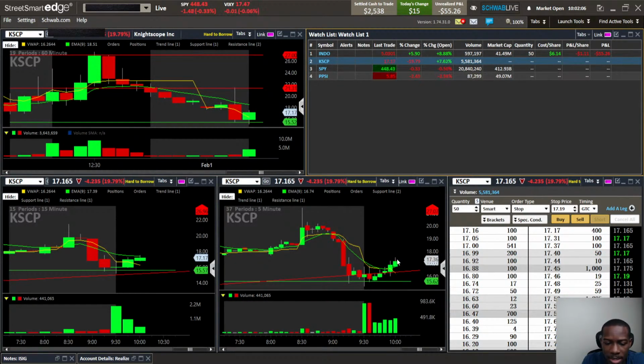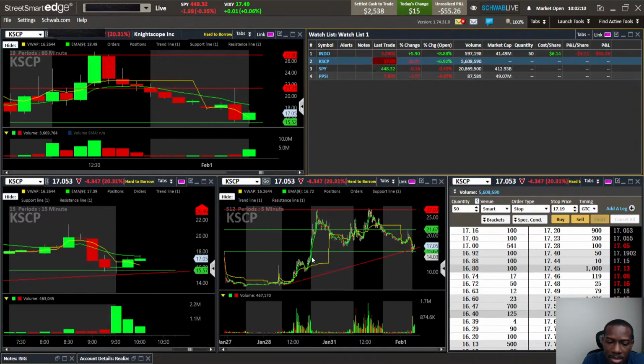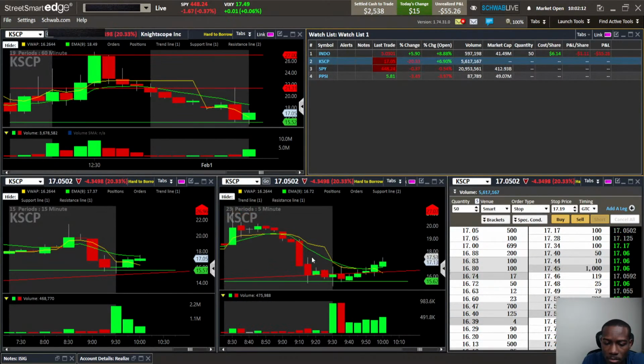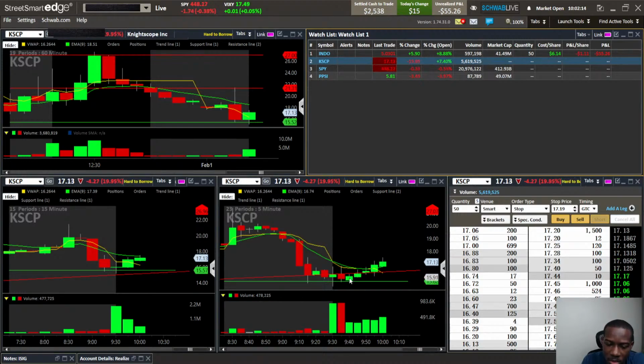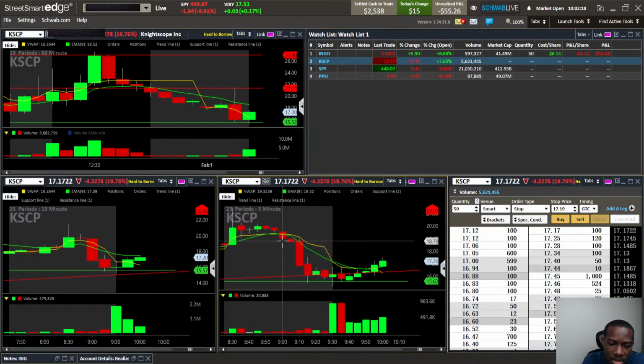KSCP, a nice little bull trap right above the 15 again. About to take them home. It's tried to go up and really didn't have big range on these candles like this one. This one is from the 18 down to the 15. That's a whole $2 on one candle.